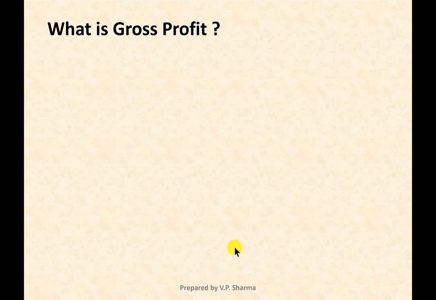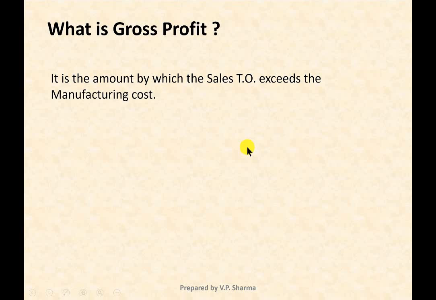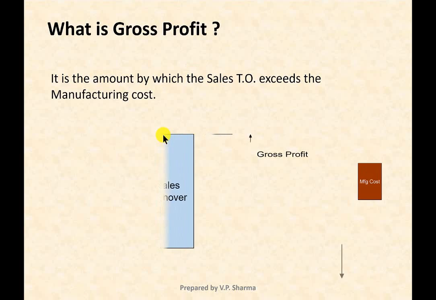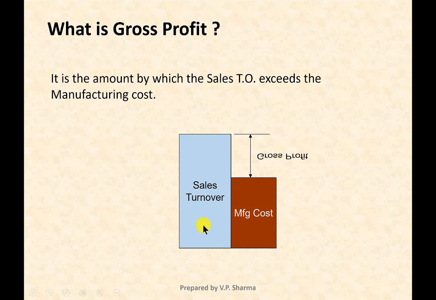Now what is gross profit? Let us understand this particular term. This is the amount by which the sales turnover exceeds the manufacturing cost. That means if the sales turnover is 100 and the manufacturing cost is 70, the difference, the gap, is your gross profit. The more the sales turnover, the more the gross profit.